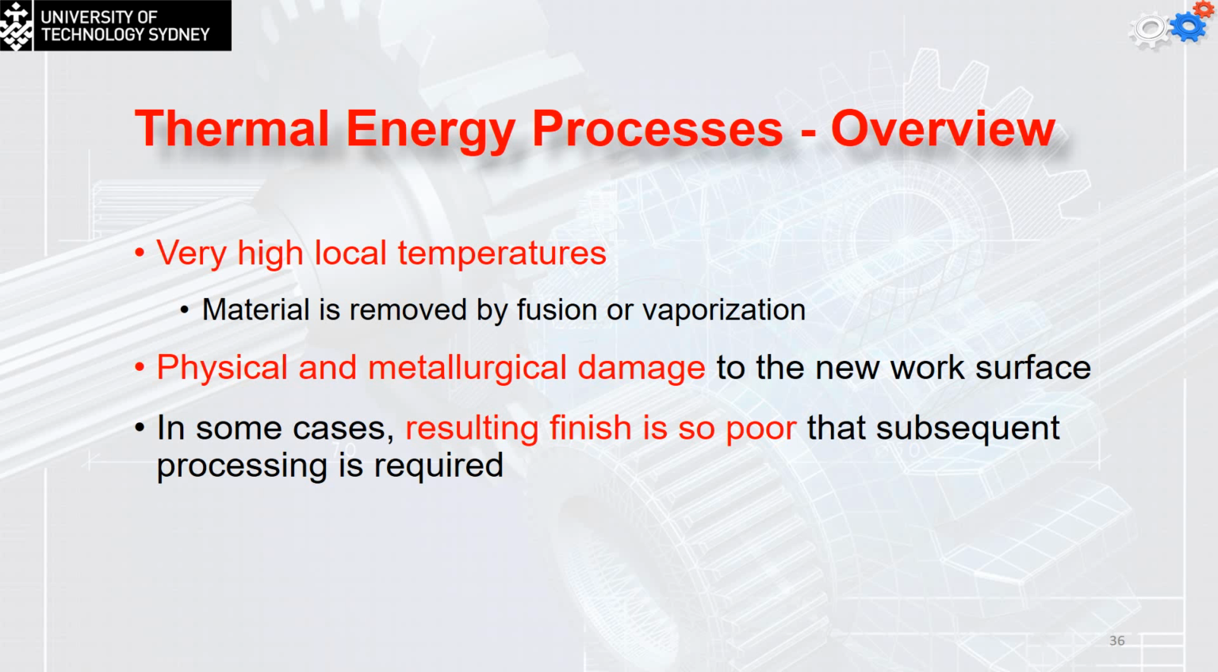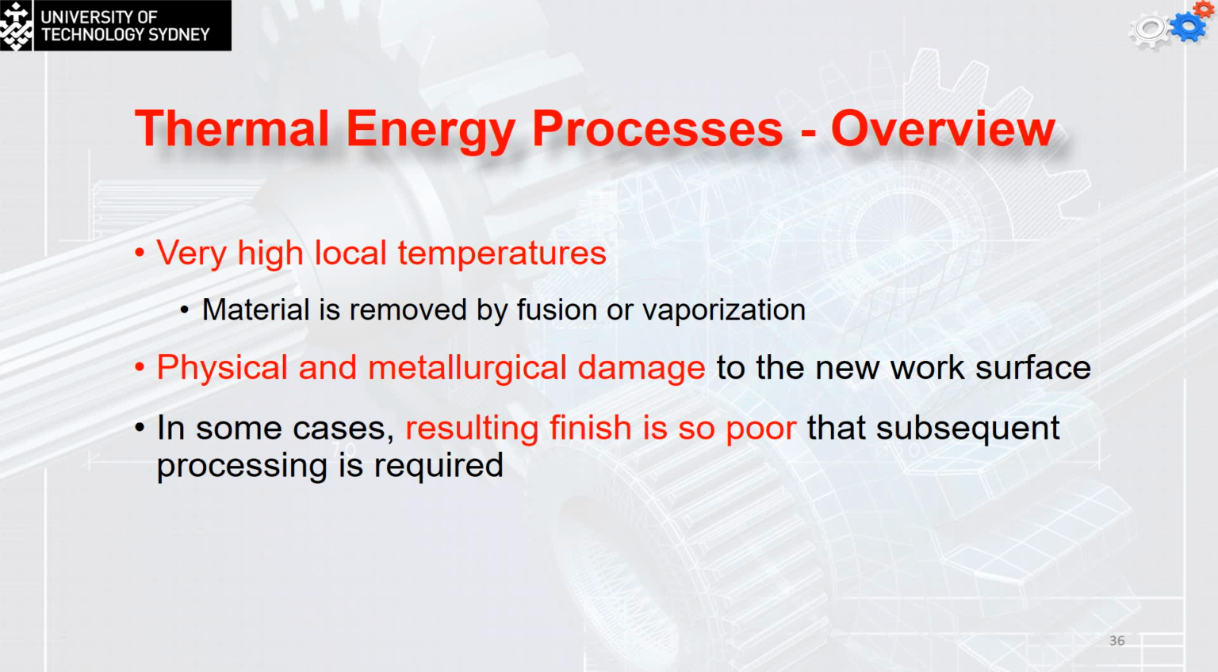Now the third type is thermal energy processes. Usually we are going to have very high local temperature on the part, and this will cause the evaporation of the material. So the material is going to be removed by the fusion or the vaporization of the material. Visual and metallurgical damage is always going to happen to the new surface, and that's something you're going to learn also from the process of welding, which we're going to cover later.